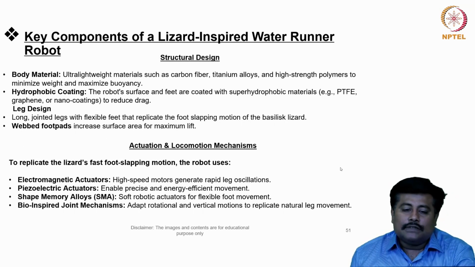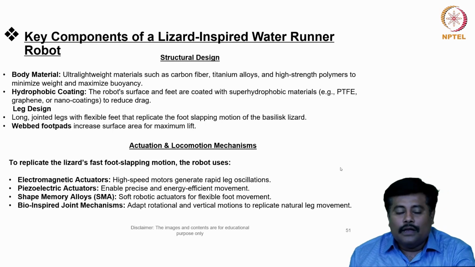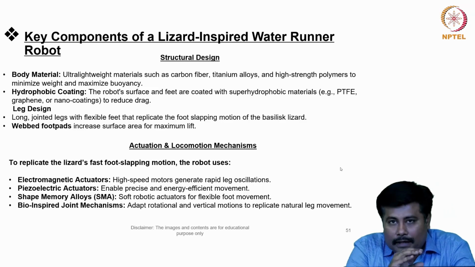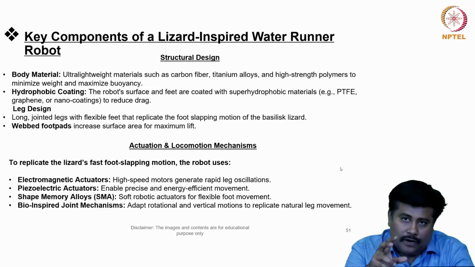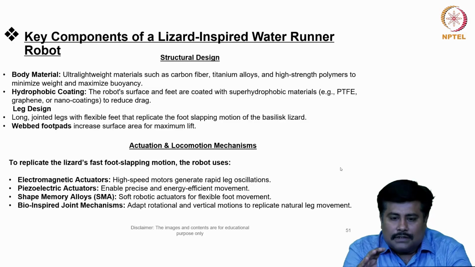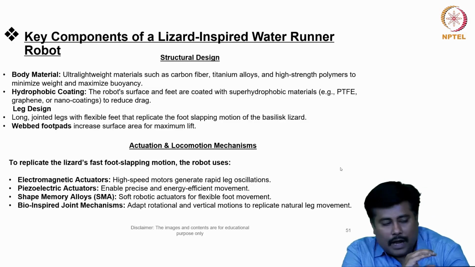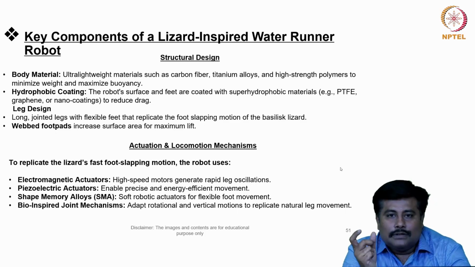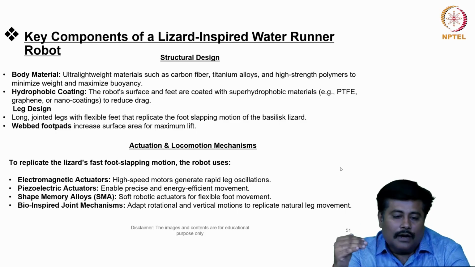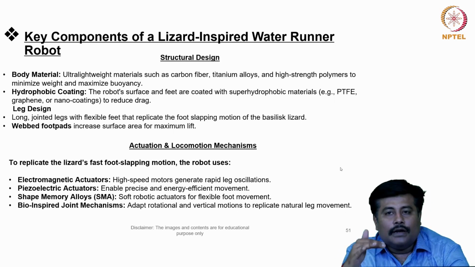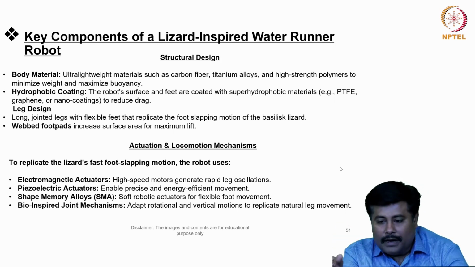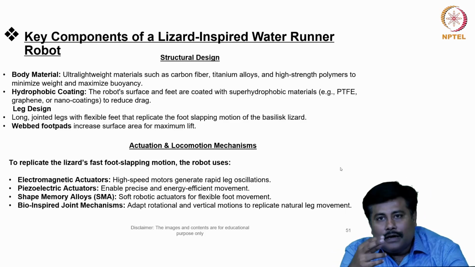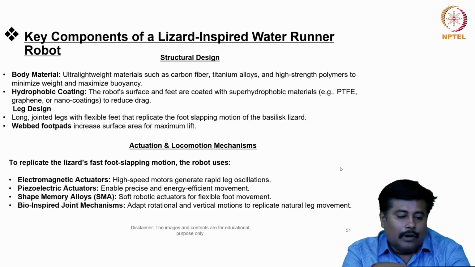Now let us consider some of the key components of these lizard-inspired water runner robots. We are trying to categorize these structures under two different categories. One is towards the structural design, and another is towards the actuation and locomotion design. When we look into the structural design, the body material is an ultra-lightweight material such as carbon fiber and a titanium alloy, and it has a high-strength polymer to minimize weight, and it can be used for maximizing the buoyancy.